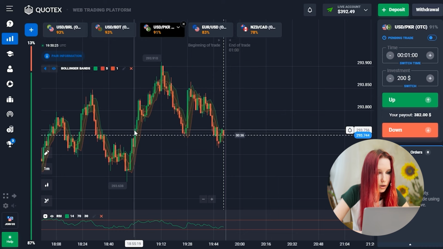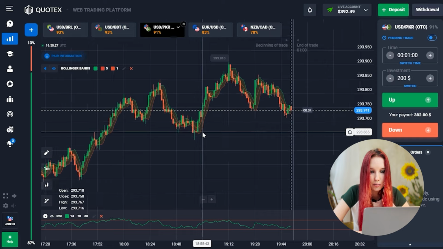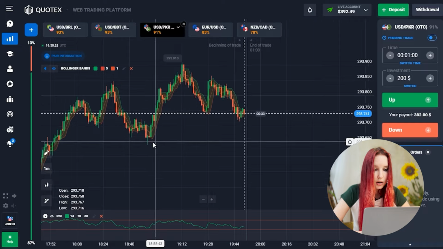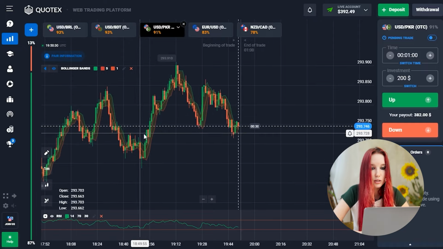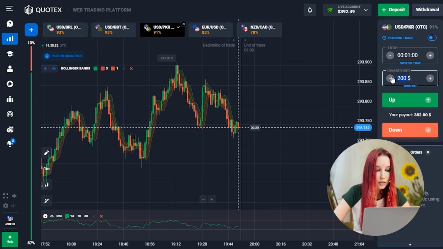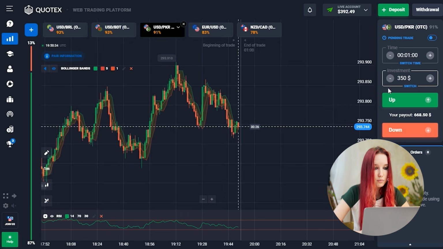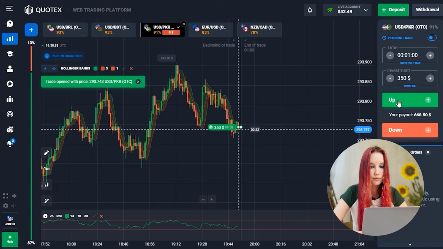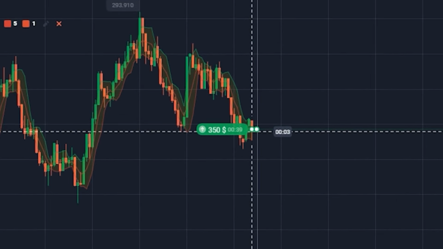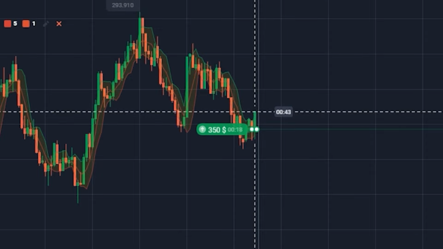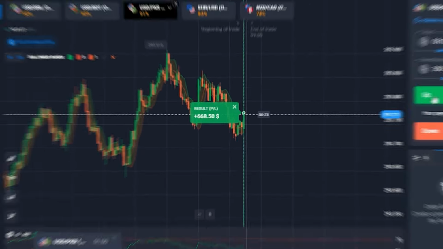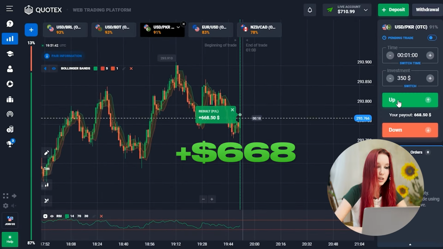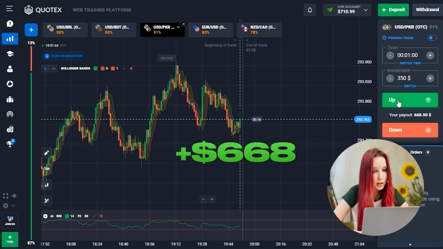What's going on with the United States dollar and Pakistan rupee? Let's take a look, and it's a pretty nice volatile market here. I like that the price is in this corridor, and here I'd like to increase my investment to $350 and open a trade. Great! My balance is getting bigger and bigger every time.